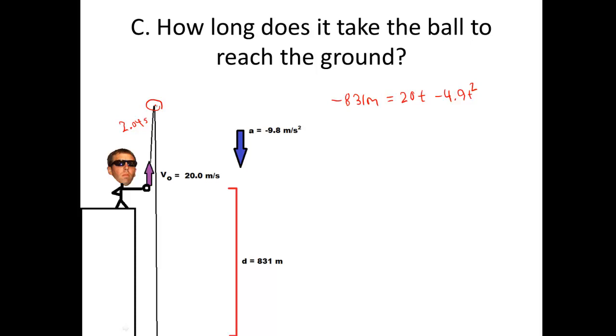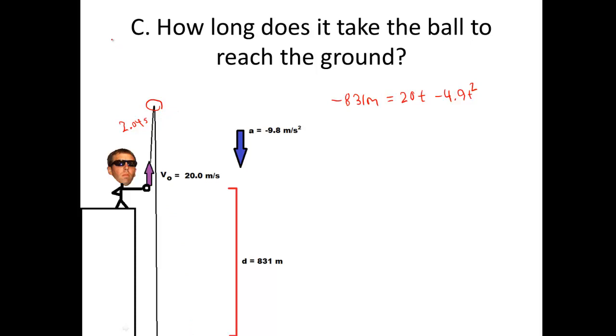I could simply find the time it takes for the ball to go from its maximum height here all the way to ground level, and then add that to the time it took to get to the top, and that would give me the total time it takes for the ball to go from Mr. Wilson's hand up to its maximum height and then all the way down to ground level.